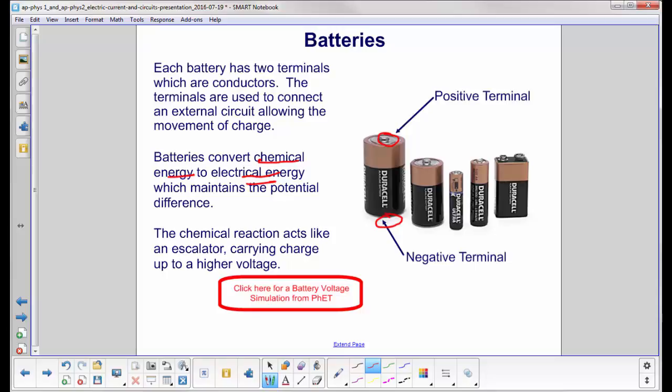The chemical reaction within the battery acts like another analogy here, an escalator. It carries charge up to a higher voltage, just like an escalator will carry a person to a higher height.